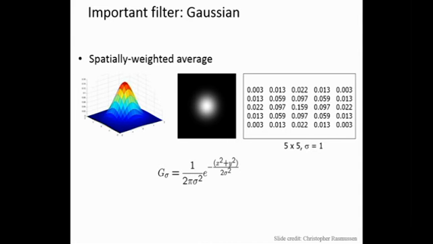So this is one important filter, a Gaussian. This is the main filter that would be used for smoothing. I'm showing various representations of it. Here's a 3D plot of the Gaussian. Here's an intensity image of a big Gaussian. Here are the numbers for a small Gaussian. If you're using MATLAB, you can use fspecial to create a Gaussian, or you could even create it from the formula. So this is the formula for a Gaussian.